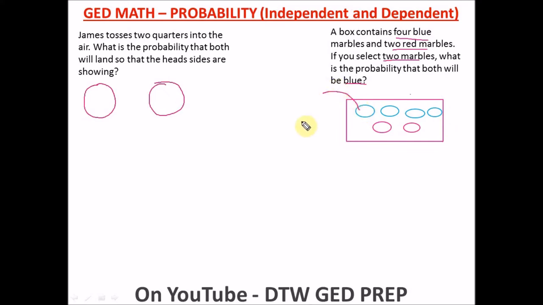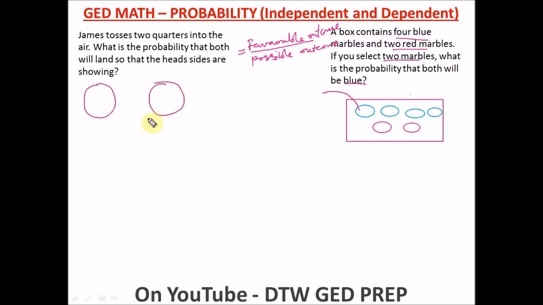So if this first blue ball is taken out, we are going to be left with a different total possible outcome. Remember, in probability, the formula for probability is your favorable outcome over your possible outcome. That's why I said the first video is quite important. So when you take this blue ball out, it would affect the total possible outcome if you're looking for the probability of picking another one. Because it says if you select two marbles, this particular situation is a dependent probability, because the removal of one item affects the rest, so it is dependent.